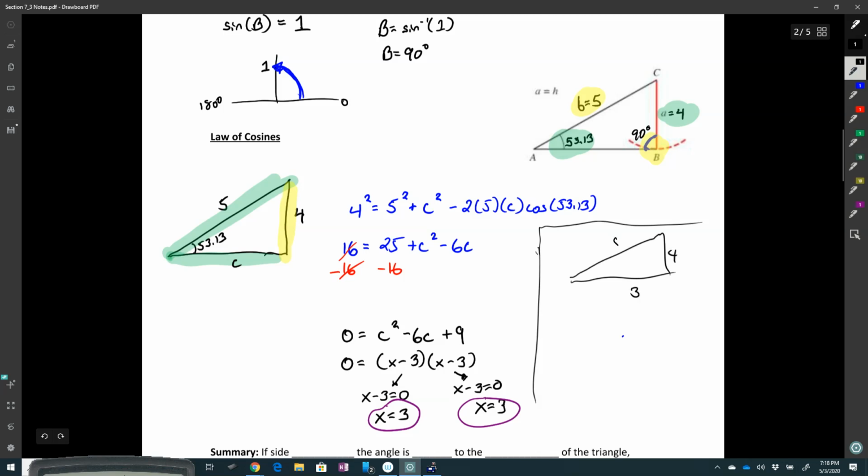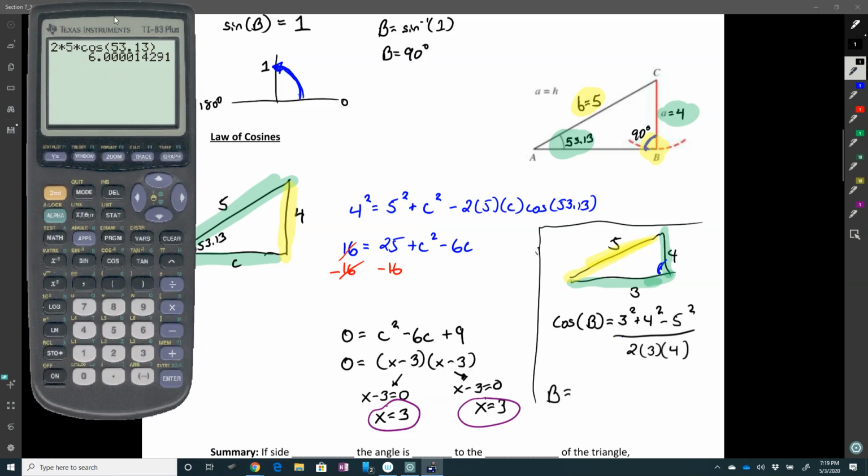So we got 3, 4, 5, definitely not to scale. We want to find this angle. And since we're using the law of cosines, now I can go ahead and figure it out. Remember the angle version of it was cosine of B is equal to the other two sides, so 3 squared plus 4 squared minus 5 squared, all over 2 times 3 times 4. And so we just do the inverse cosine of that.